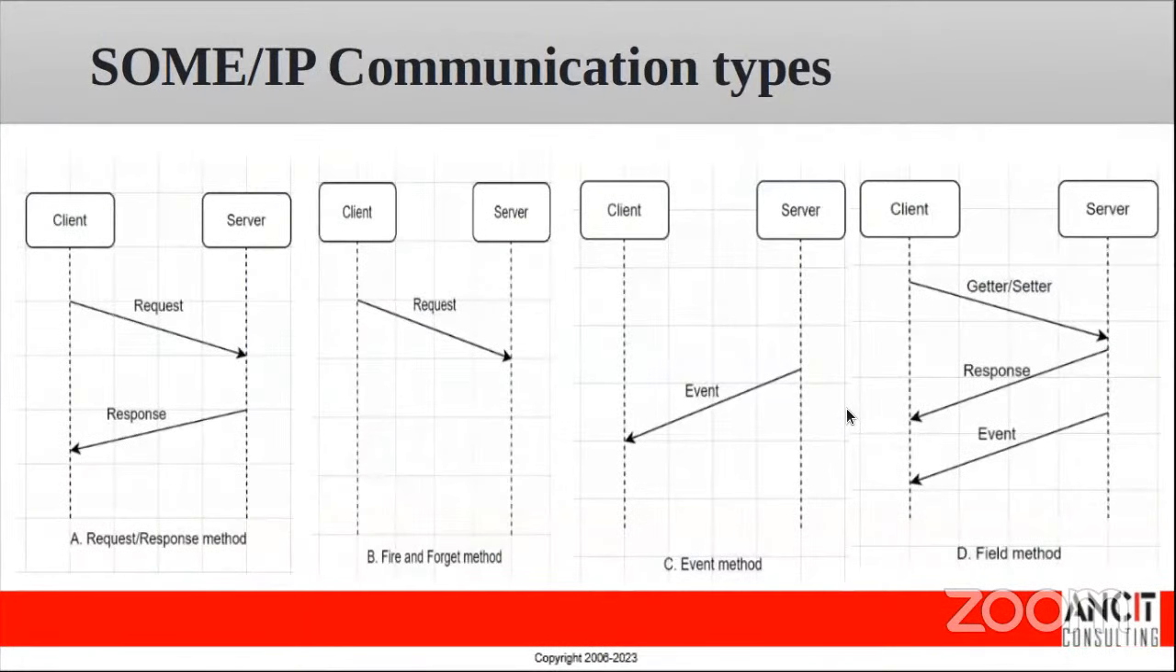Next, in some IP, four types of communication happen between client and server. The first one is request response. The client first requests the service from the server. The server gives the response with the requested data. The client requested some data from the server and the server responds with that data.